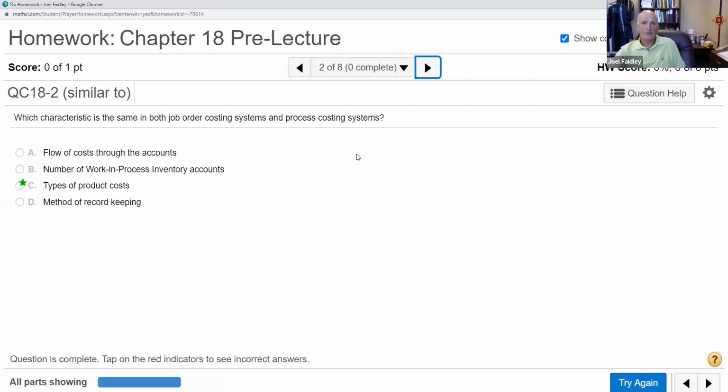Types of product costs are the same. I mean, what's the big three? Direct material, direct labor, and overhead. It's the same for both job order and process costing.